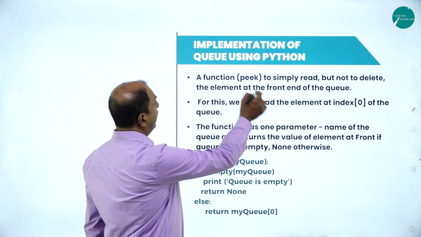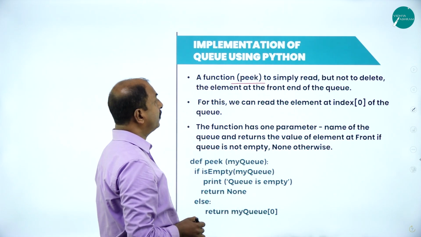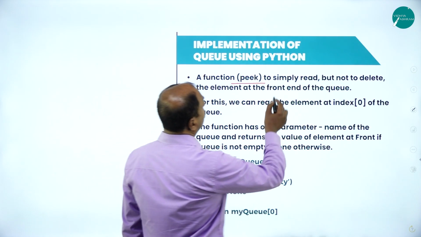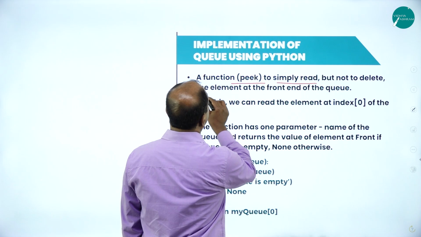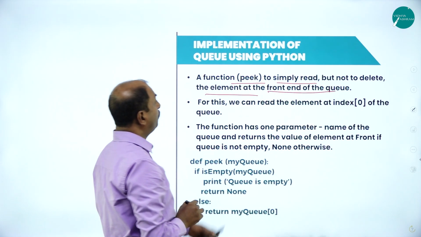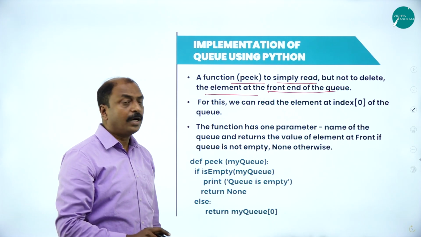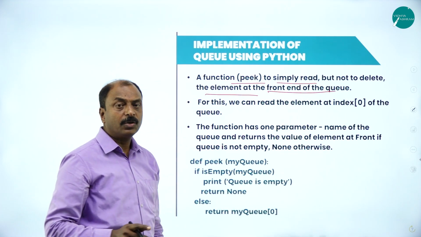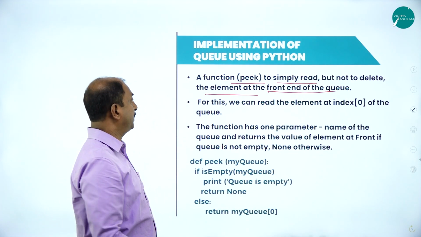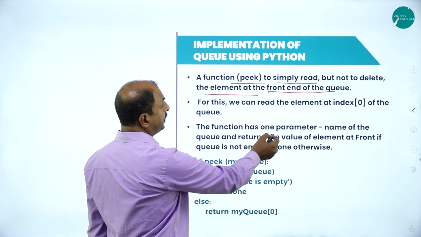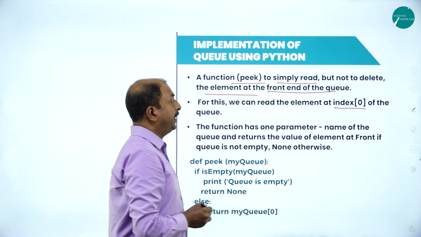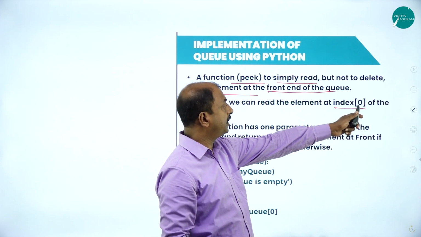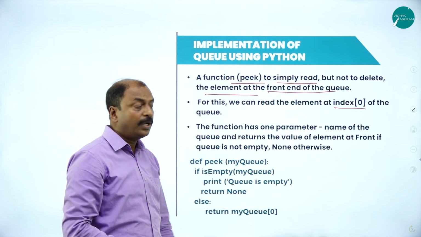In the next slide, what is a peek function? Another operation is the peek operation. It is going to simply read but not delete the element at the front end of the queue. So the peek function is used to display or read the first element, or the element at the front point, and is not going to delete the element from the front point. From this we can read the element at index 0, because in the list 0 is the index of the first element. It is going to list out or display the first element of a queue at index 0.